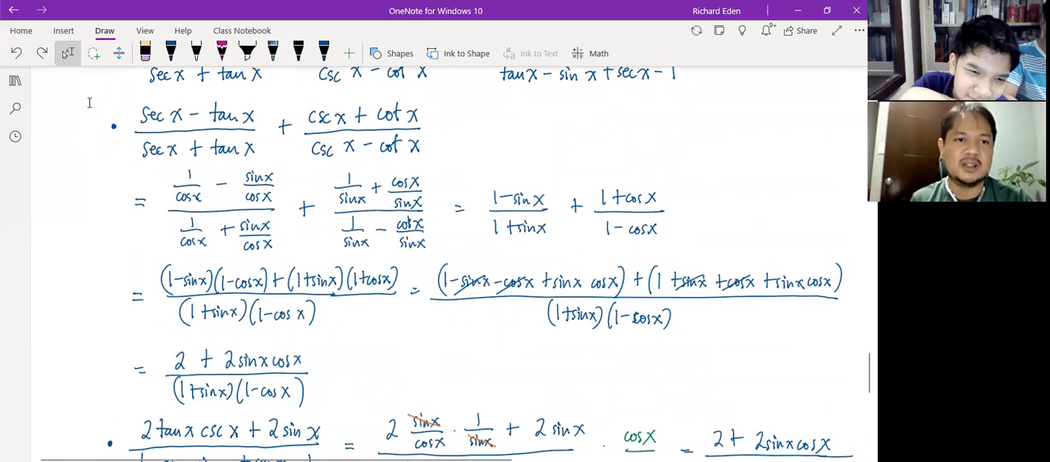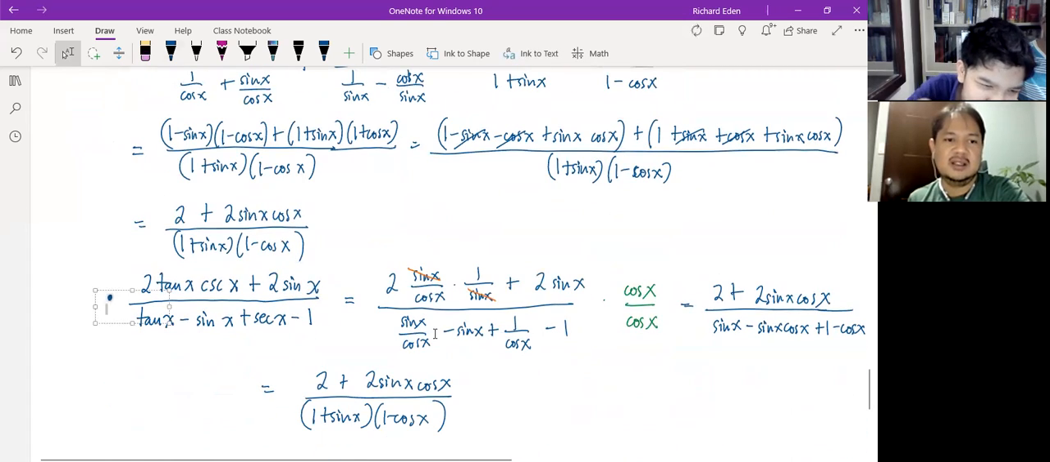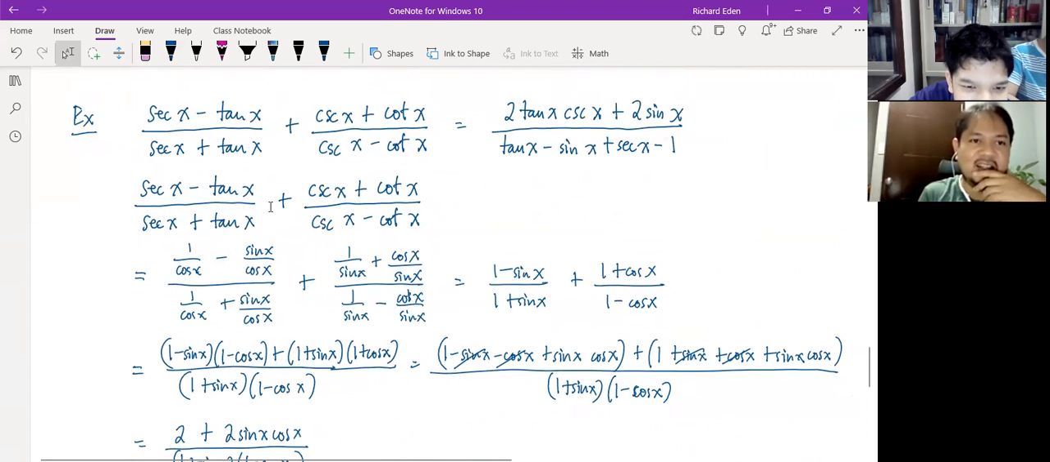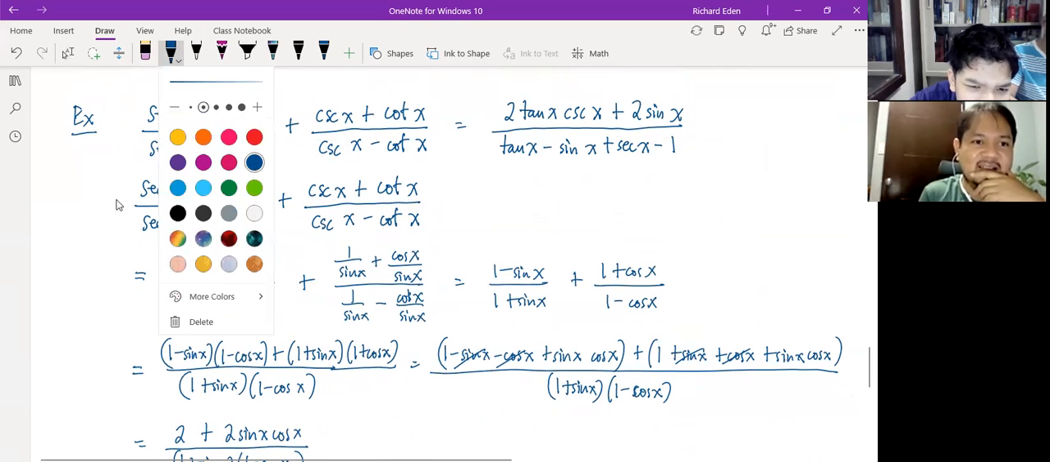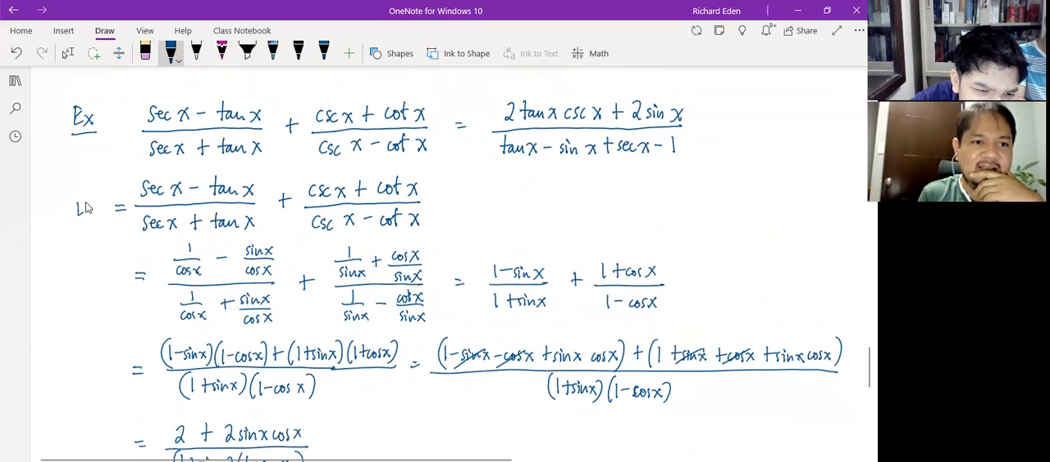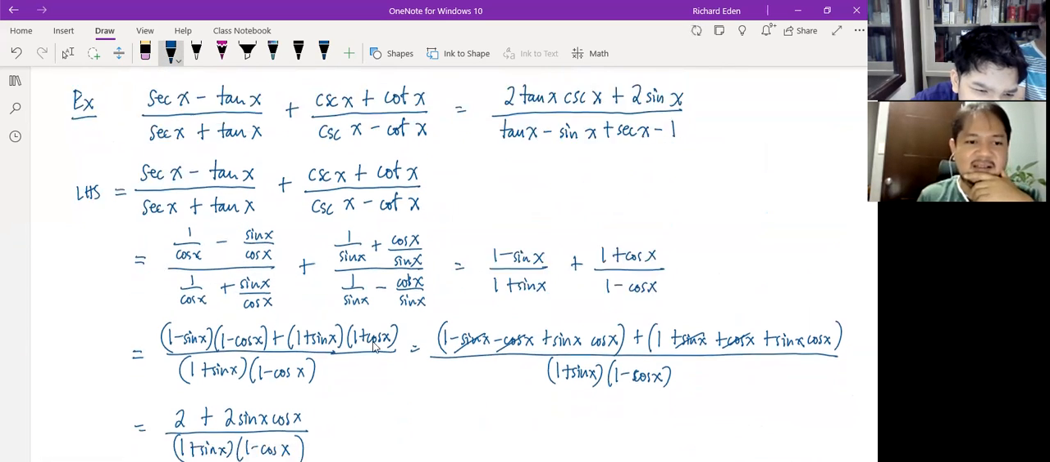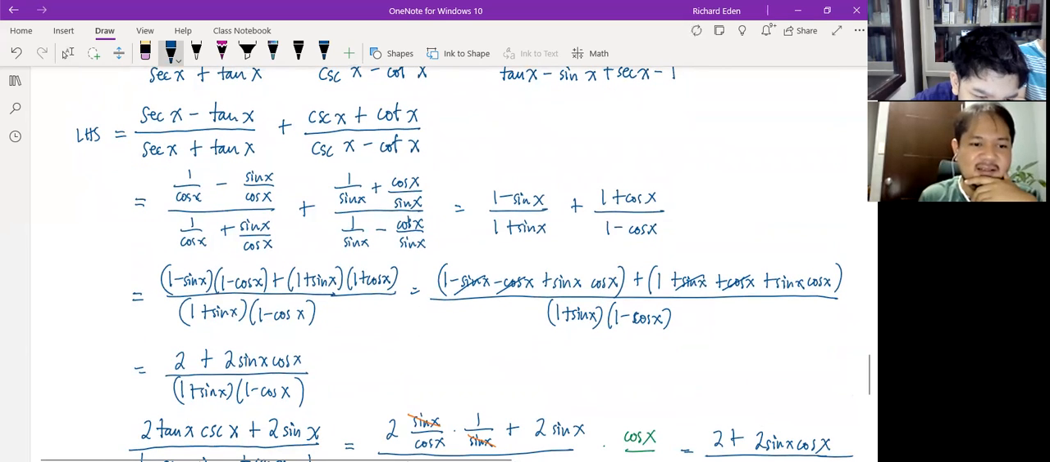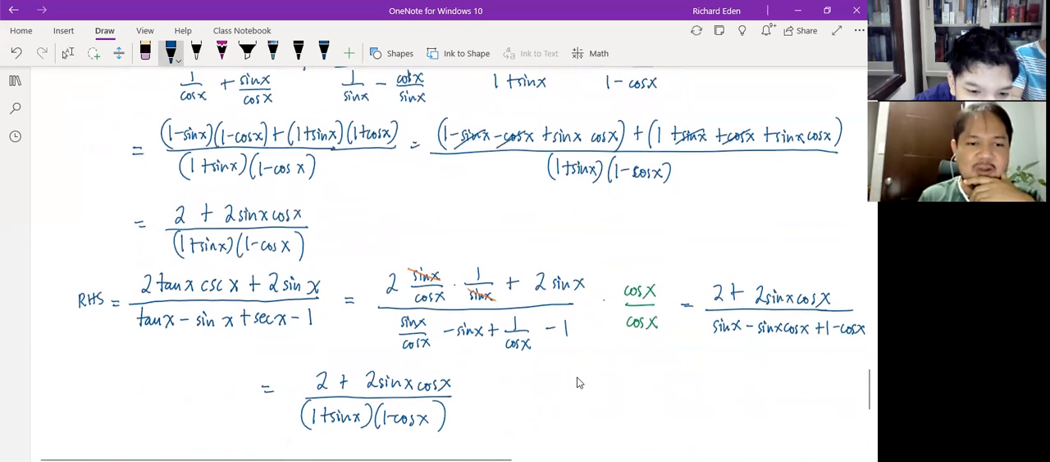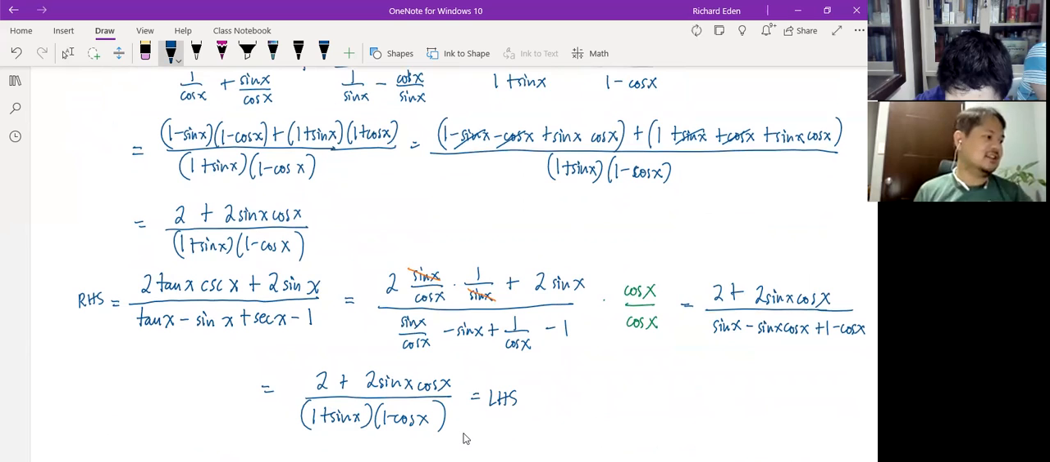Yeah, I wanted to write down here the left hand side and right hand side. And so now we've shown that the right hand side is equal to the left hand side.